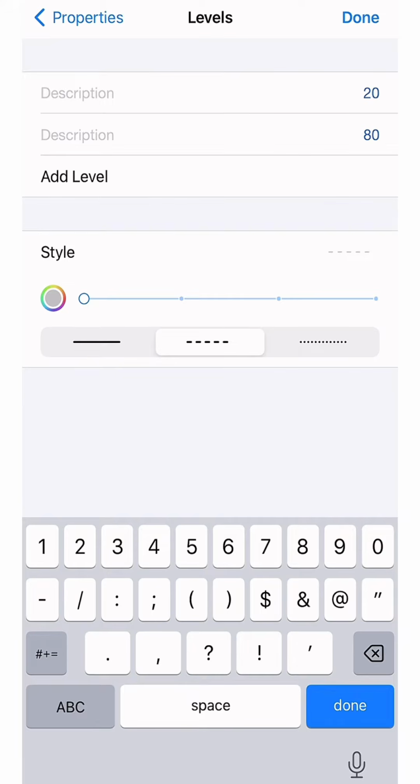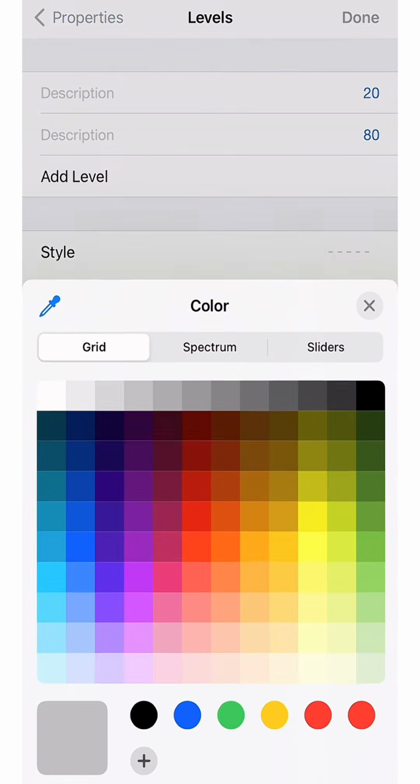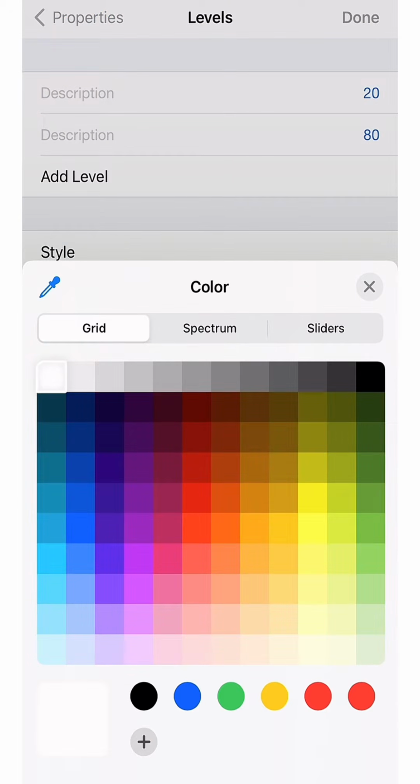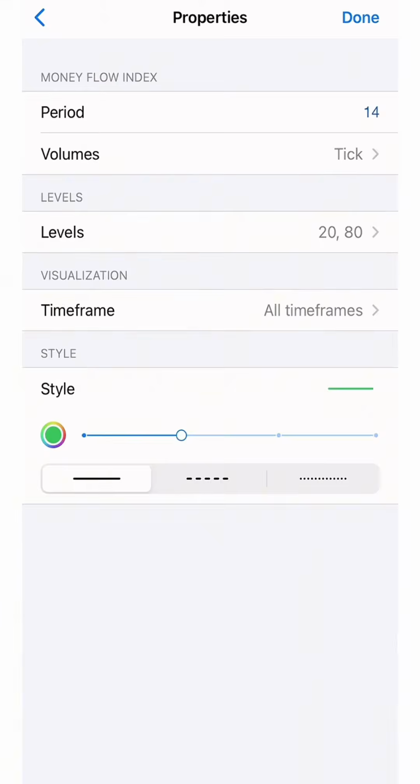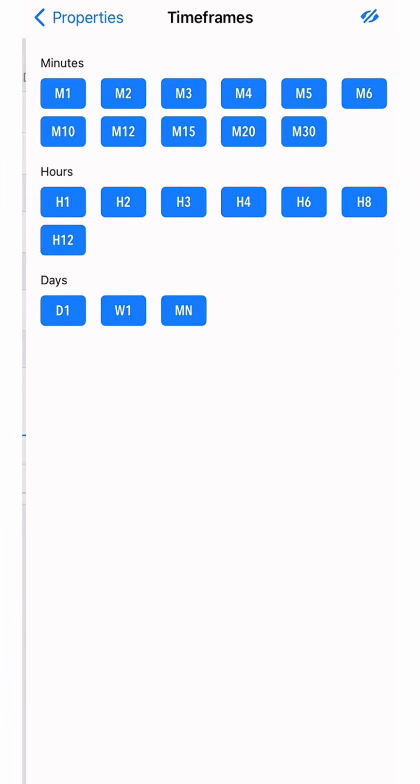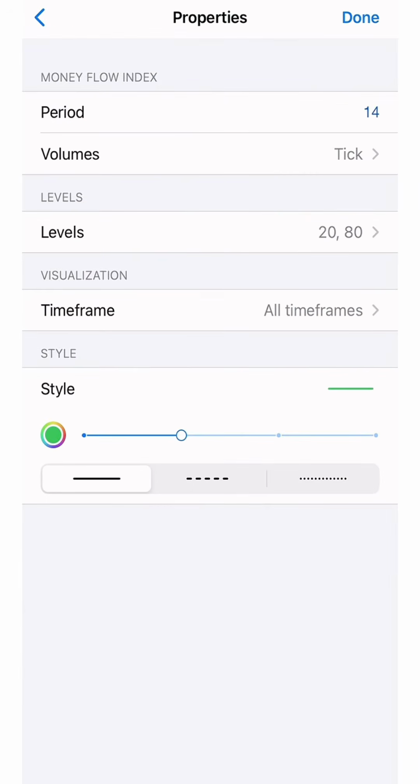Then after that, I'm going to put the style color on white. This color should be white, the color of your screen, or you can use any color of your choice. Then we're going to put the pixel on 1 pixel, while the line should be the one in the middle right now, this one with space. All right, then after that, you click on done at the top right corner of your screen. Then right here, the time frames should be on all time frames, on default.